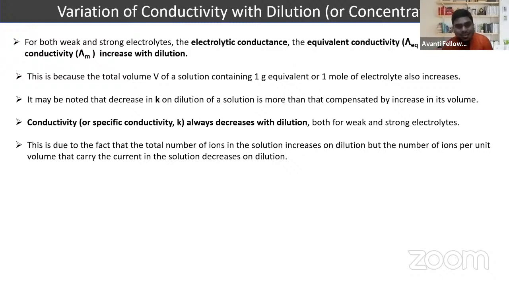It may be noted that the decrease in conductivity on dilution of the solution is more than compensated by the increase in volume. But one important note here: conductivity, or we say specific conductivity, will always decrease with dilution. Thus, for both weak and strong electrolytes, this is due to the fact that the total number of ions in the solution increases on dilution, but the number of ions per unit volume that carry the current in the solution decreases.